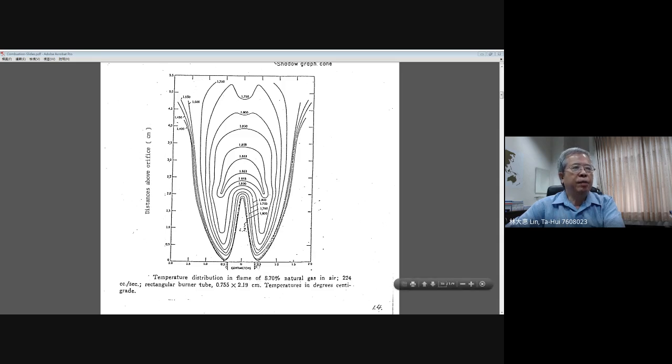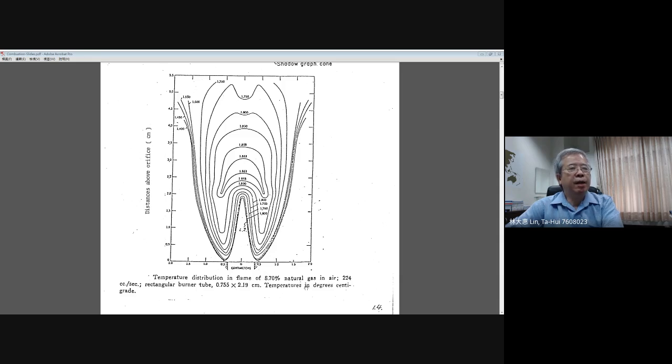Here, this experiment shows you the temperature distribution for a flame with 8.7% natural gas. In the experiments, when they say natural gas, the composition is usually mostly methane. You can think about 8.7% as 8.7% methane concentration in the air, which means the condition is lean, right? The stoichiometric ratio for a methane premixed flame is around 9.5%.